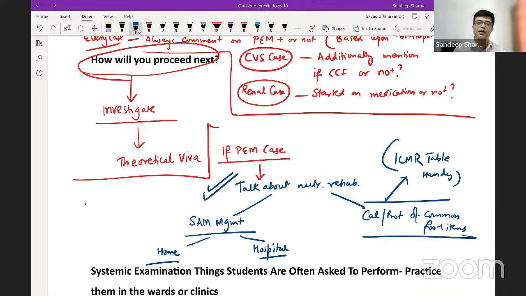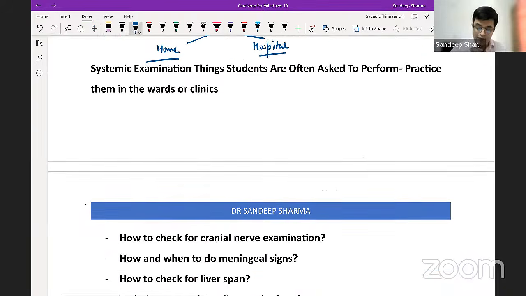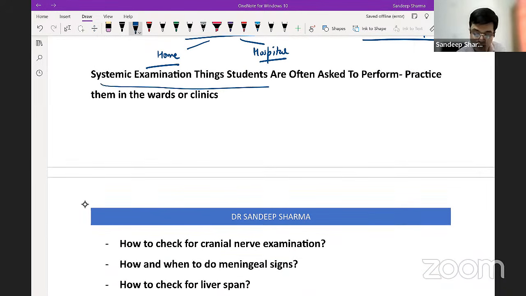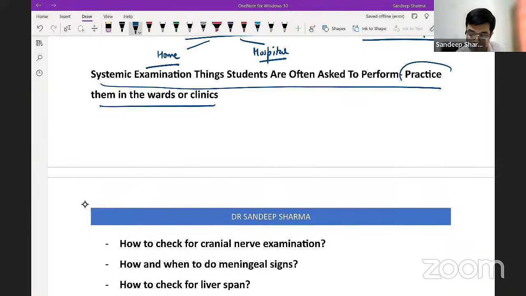Glass of cow's milk has how many calories, buffalo milk has how many calories, whether it is a cup of 100 ml or a 200 ml glass that you are using, those things you need to practice. So if time permits, if logical, I will try to arrange one example of that case in the subsequent interaction. And in the end, what are the systemic examination things students are often asked to perform? Please practice them in the wards or clinics.